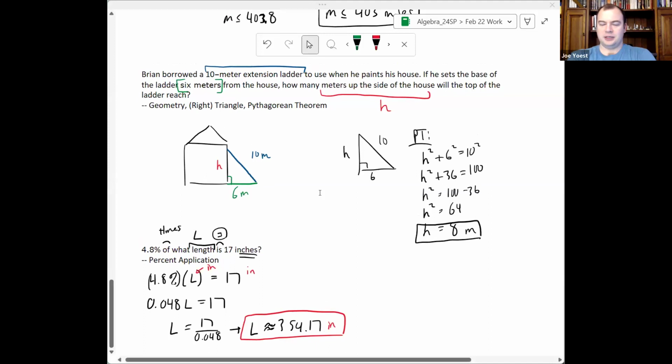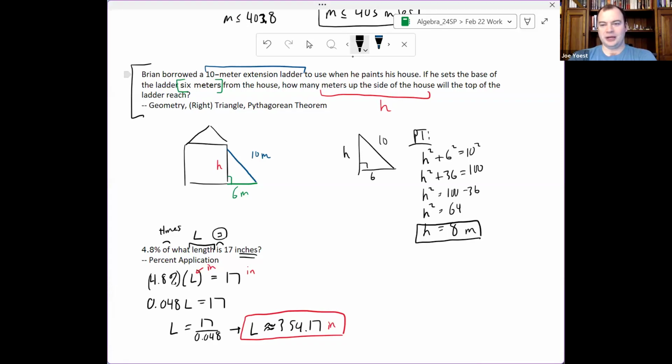Okay, so let's look at the answers to these two problems. The first one, we had previously identified as a geometry problem. It seemed like it dealt with a triangle, specifically a right triangle, because hopefully at least the walls of the house are perpendicular to the ground.